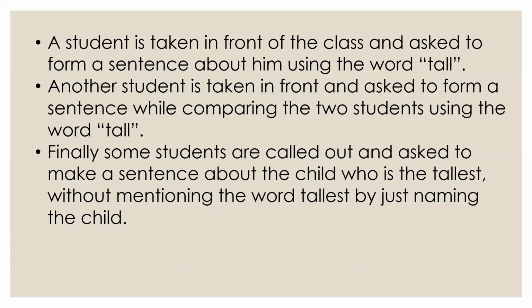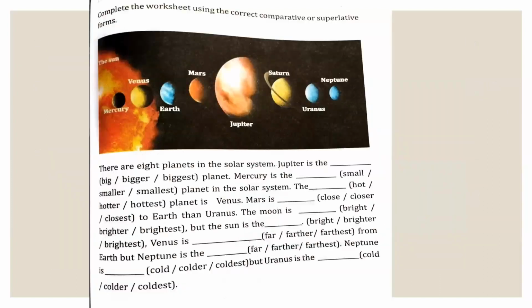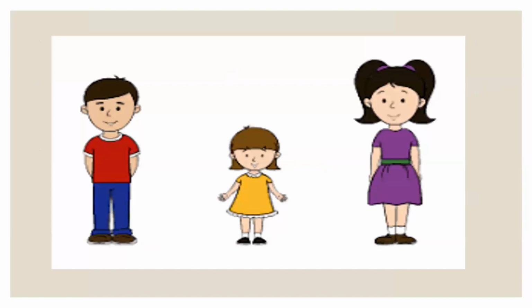Then finally, another 3, 4, 5 students are called, and I will choose the tallest out of all, and I will ask them to make a sentence about the tallest child, but without mentioning the word tall. Only that child's name should be mentioned, and although the other names are not there, it should be implied that all others are also considered. So that's how I thought that I will do it.